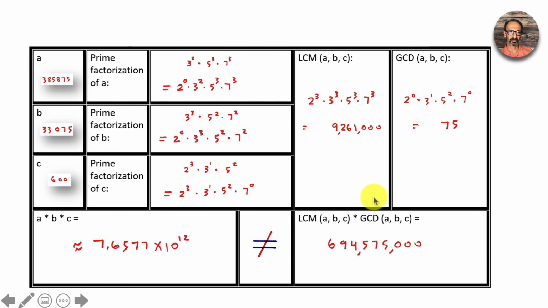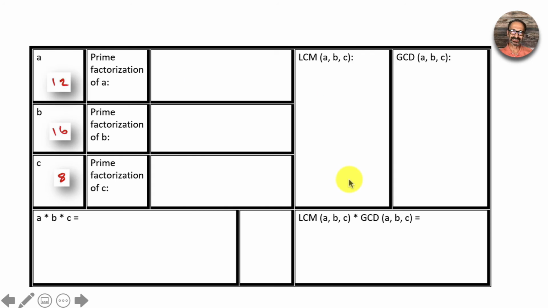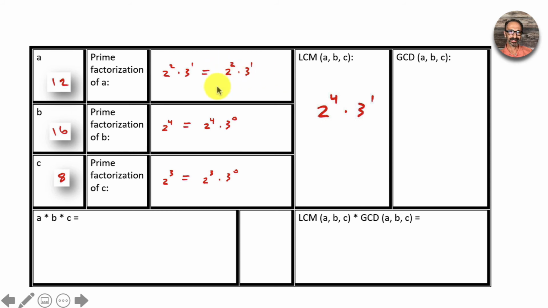Here's another homework problem. 12, 16, and 8. Having it as prime factorization, here's A, here's B, and here's C. Displaying them all with 2's and 3's, I have it this way. Let's go for more. The highest exponent for the 2's is 4, and the highest for the 3 is 1. Doing the math, it's 48. Going for less exponents, that's what I have, 4.